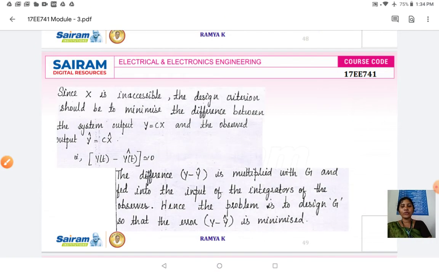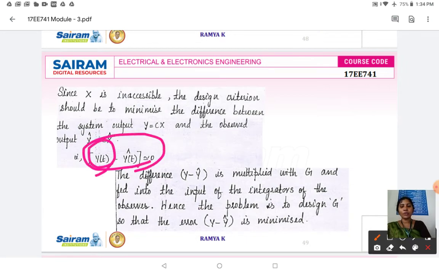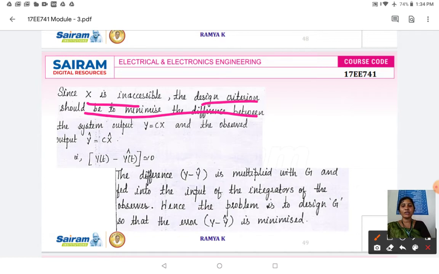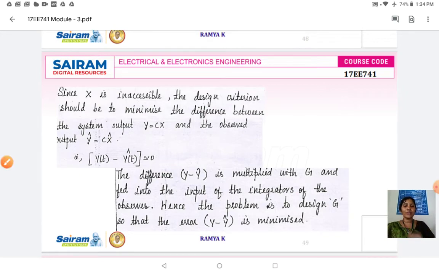After doing so, in a similar manner, the output y is the original output and y-hat is your estimated output. Your estimated output needs to be compared with the original output just to reduce the error. If you are reducing the error, automatically the stability criteria will be met. Since x is inaccessible, the design criterion should be to minimize the difference between the system output y equal to cx and the observed value. So there should not be any deviation between the measured value and the observed value. The error should be minimum.